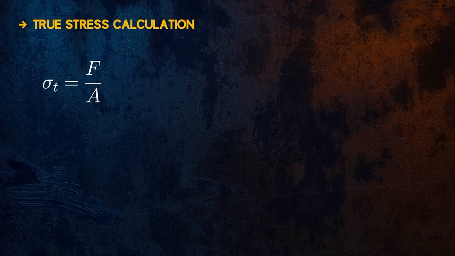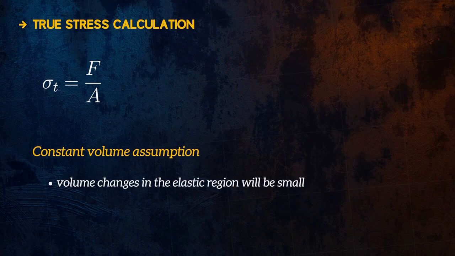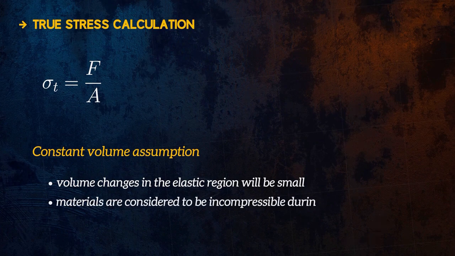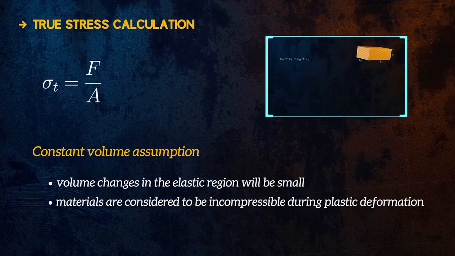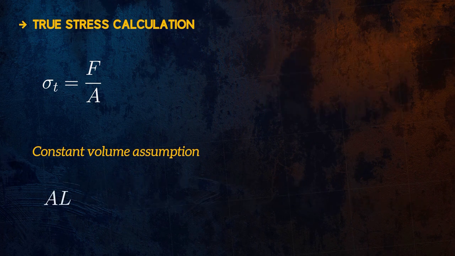We can adjust this equation for true stress by assuming that the volume of the test piece remains constant. This assumption is valid in the elastic region of the stress-strain curve, because any volume changes in the elastic region will be small. And it is valid in the plastic region of the curve, because materials are considered to be incompressible during plastic deformation. I talk more about material incompressibility in my video on Poisson's ratio. If volume remains constant, the product of the instantaneous area and the instantaneous length is equal to the product of the original area and the original length.